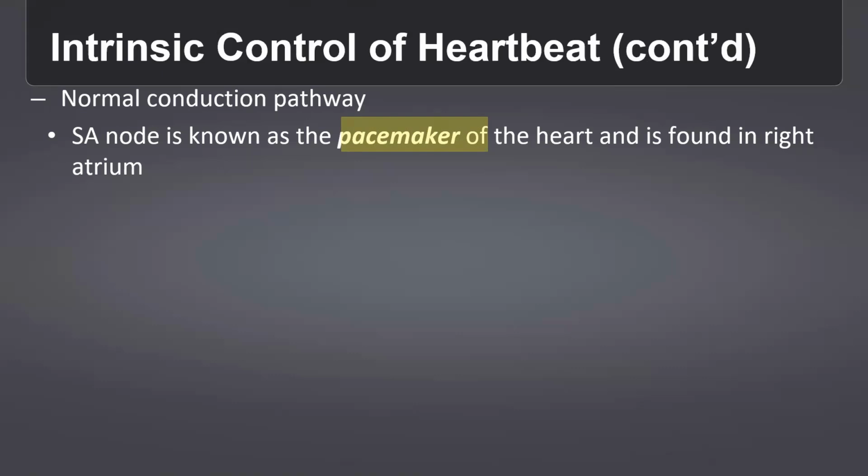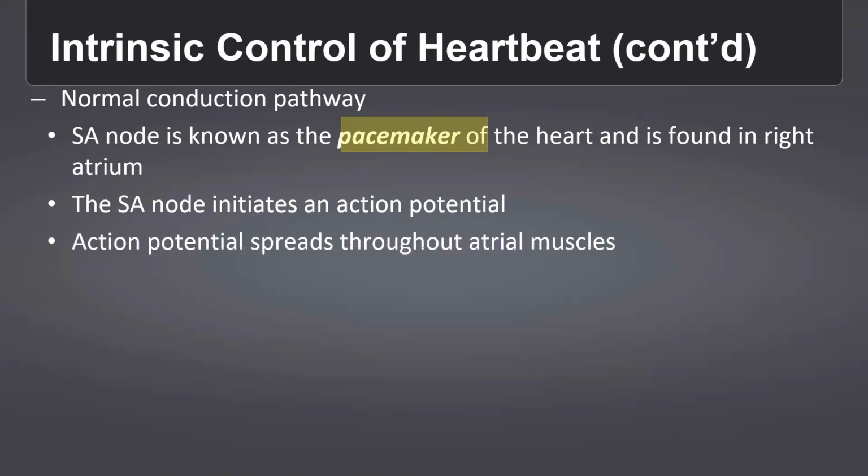So that's why it relates to here, where the SA node is the pacemaker, because it's the thing that sends out electrical signals to the rest of the heart. Those electrical signals are called action potentials. And the action potential then spreads throughout the atrial muscles, so both atria, the left and right sides of the heart. If you want to write that down, you can as well. And again, those are just the atria.